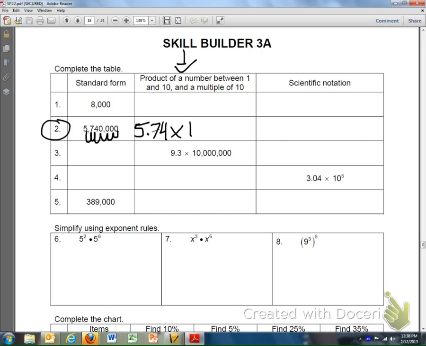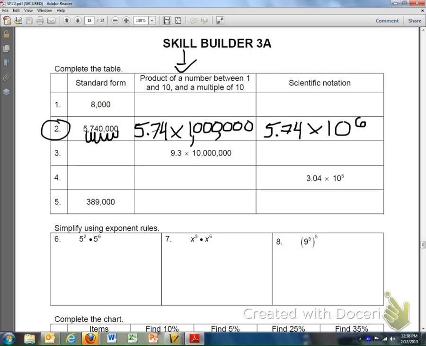And I had to move it 1, 2, 3, 4, 5, 6 times, so that's a 1 with 6 zeros. That gives me a million. Now, it would take a long time to write a million or write a 1 with all those zeros. It's much easier to write a 10 raised to the 6th power. Because there are 6 zeros here, you know that that's to the 6th power. So use that as your example to complete the table up at the top.